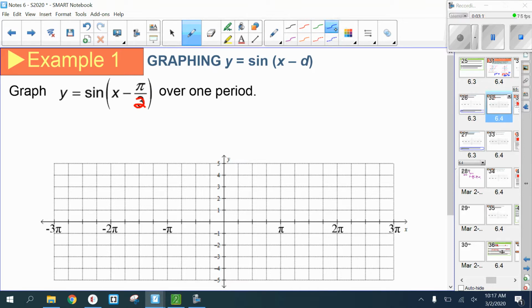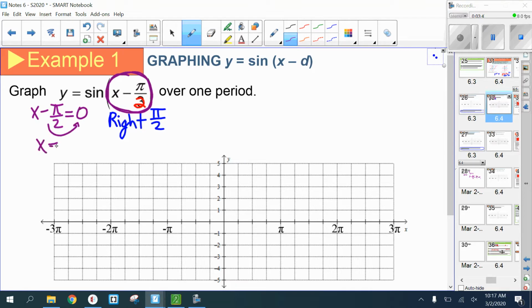I want you to get to the point where you can just recognize that that's right. Pi over 2. Something is getting shifted to the right by pi over 2. Algebraically, sometimes I think it helps to think about finding the 0. If you think about where this expression would equal 0, that's kind of why it's right and not left. That's why it's like the opposite. You add this over, you're going to get x equals pi over 2.